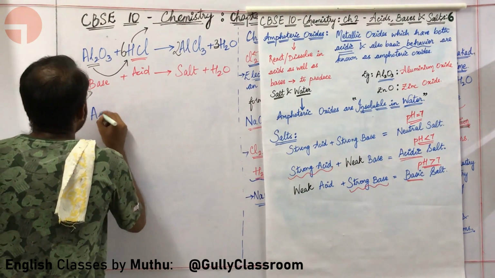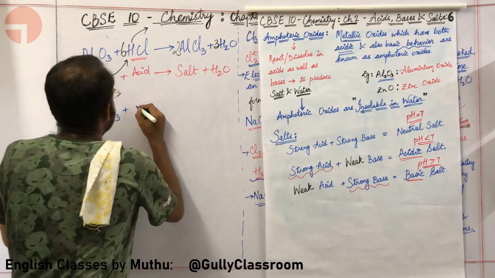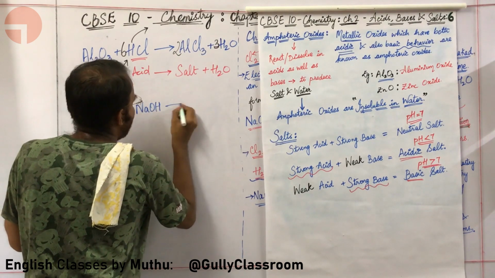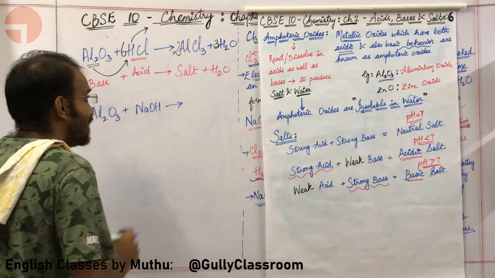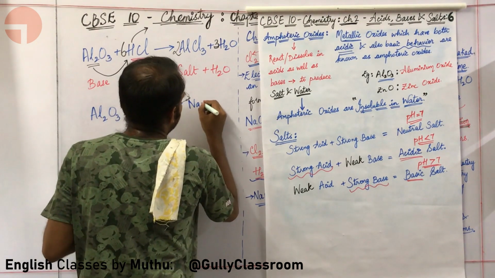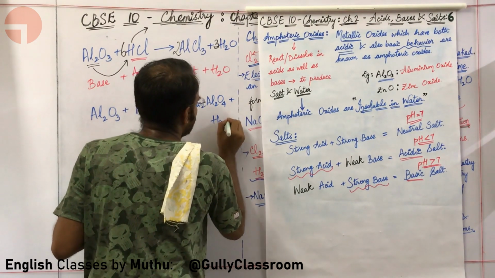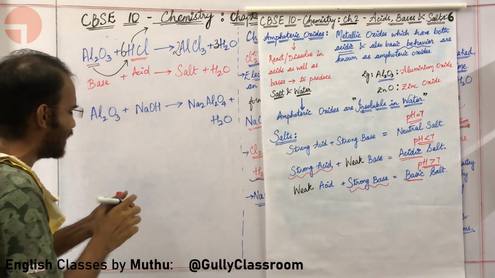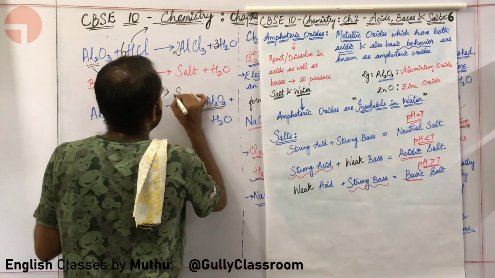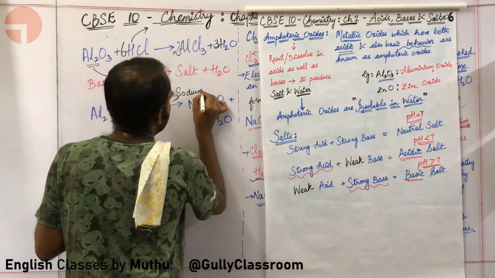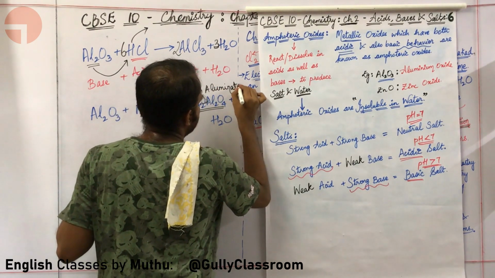What will happen if aluminium oxide is going to react with a base? Let us take our standard base, caustic soda or sodium hydroxide. Here we will get Na2Al2O4 plus H2O. Sir, what is Na2Al2O4? Na2Al2O4 is called as sodium aluminate.